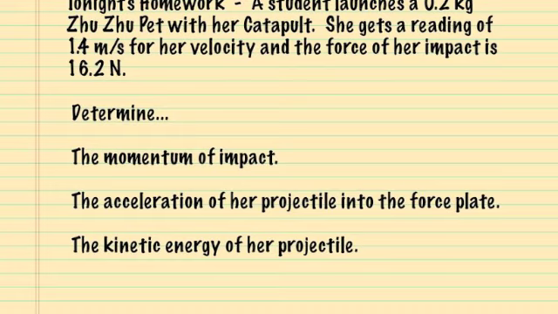So, tonight's homework, which is in addition to having packet 3.3 completed: a student launches a 0.2 kilogram Zuzupet with her catapult. She gets a reading of 1.4 meters per second for her velocity, and the force of her impact is 16.2 newtons. So you have three things to determine: the momentum of the impact, the acceleration of her projectile in the force plate, and the kinetic energy of her projectile. Please do that on a separate sheet of paper to show me tomorrow. I'm going to let you keep it, but I want to see it tomorrow.